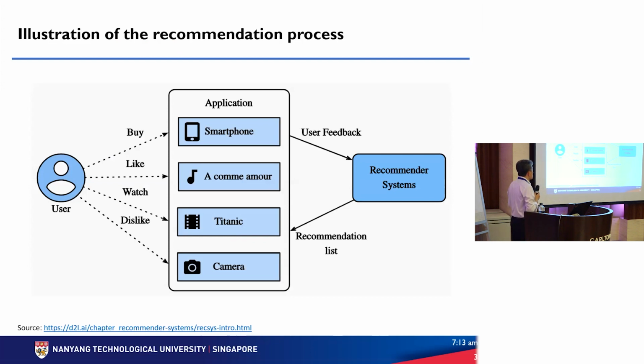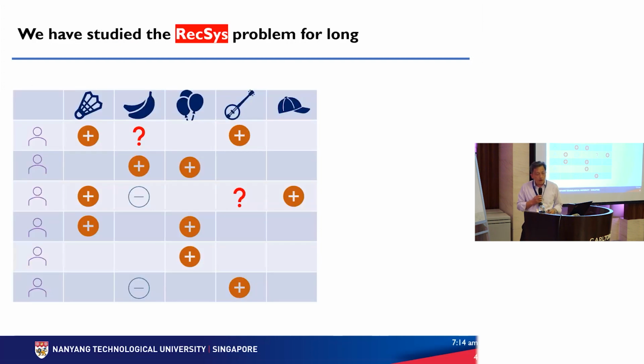So we have users, and users, of course, interact with the system. It can be a mobile app, a website, whatever. Users have actions like buying an item, liking a photo, watching a movie, giving a low rating, or disliking certain things, all right? And eventually, your recommender system will take all these user feedbacks and try to provide recommendations to the user, all right?